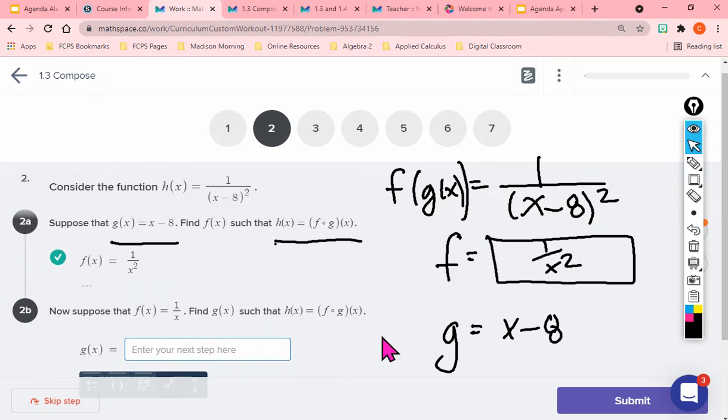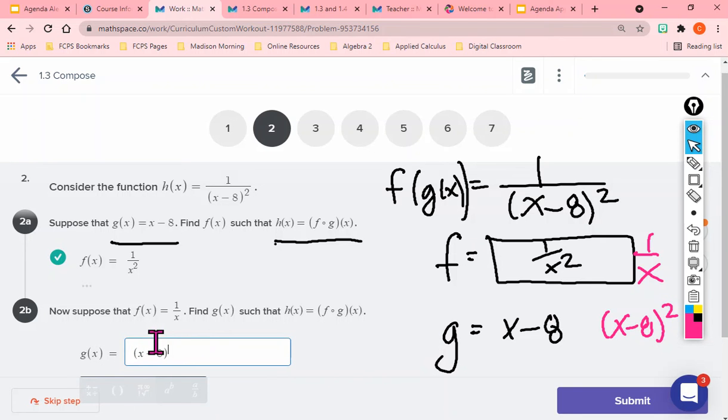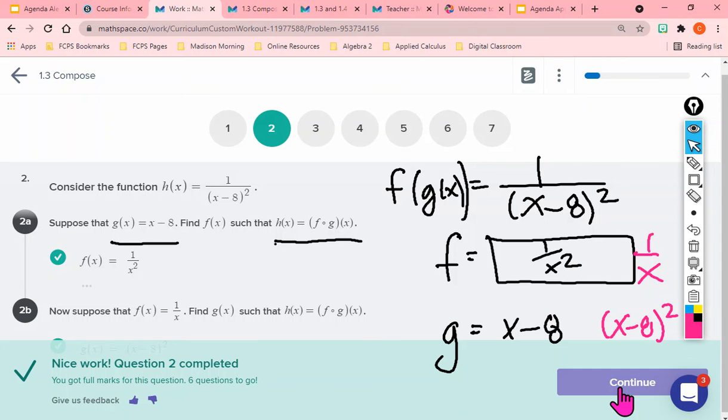Okay. Oh, now, same composition, but they're changing it around. This time, they want F to be 1 over x. Right? You can compose things differently and end up with the same result. So what would have to go in? It would be this. Okay. X minus 8. Oop, that's not it. Let's try that again. X minus 8, shift, squared. All right. Continue.